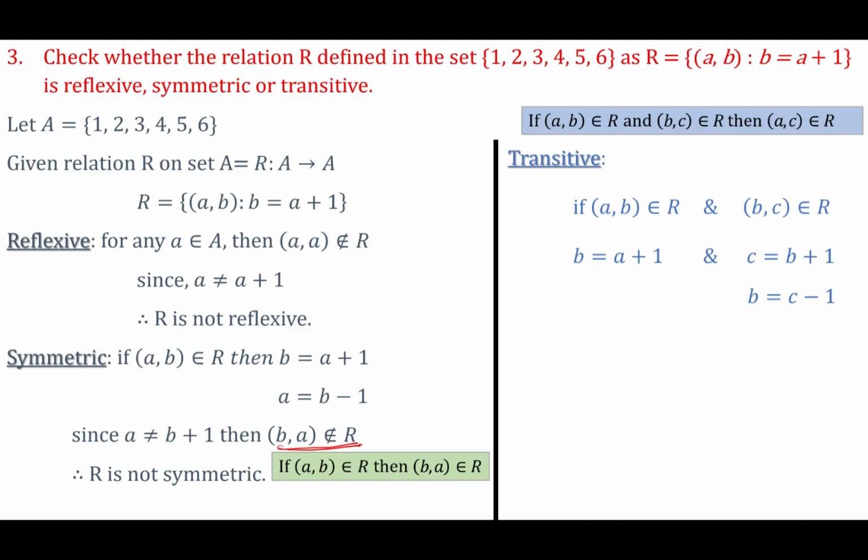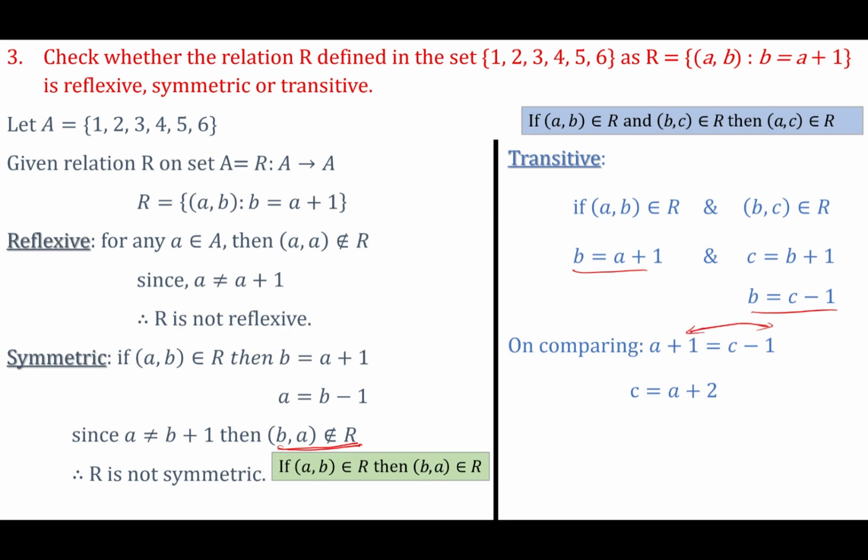Now, on equating the values of b, I got a + 1 = c - 1. Now, I switch the 1 to the other side, it becomes plus 1. So, c = a + 2.